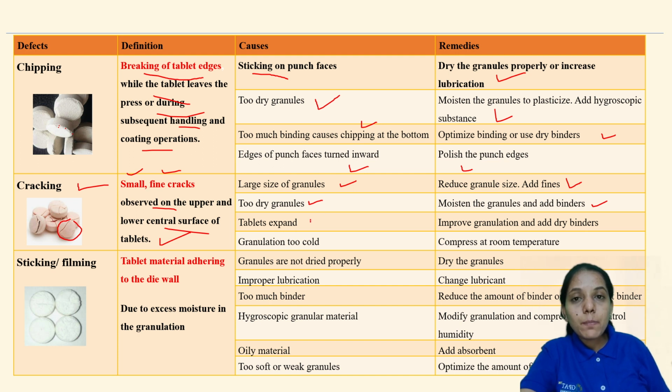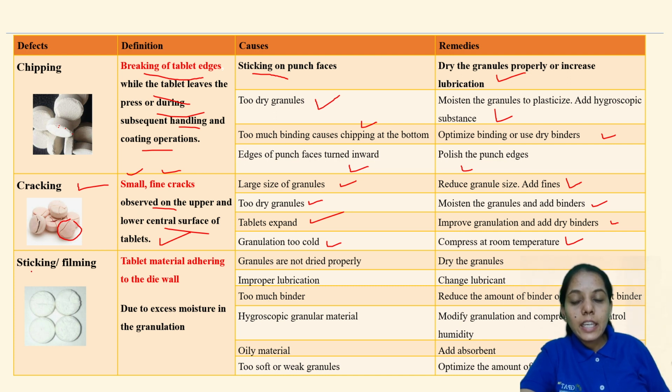Next is tablets expand. Sudden expansion of the tablets may also result in the cracking of the tablets. Then improve granulation and also add the binders. Granulation too cold. For example, because of very cold granules that are becoming dry, then you have to compress at room temperature. So this was about the cracking.